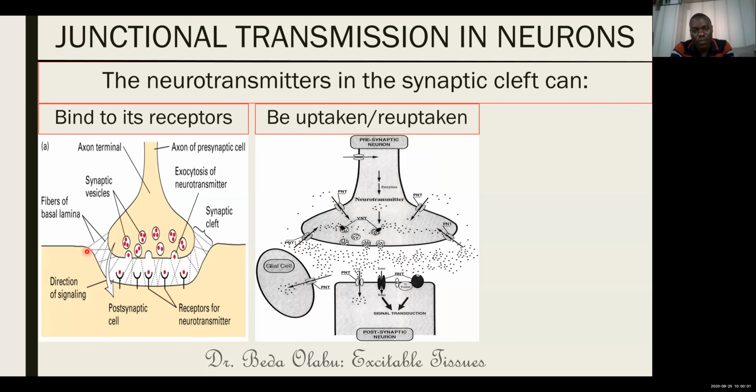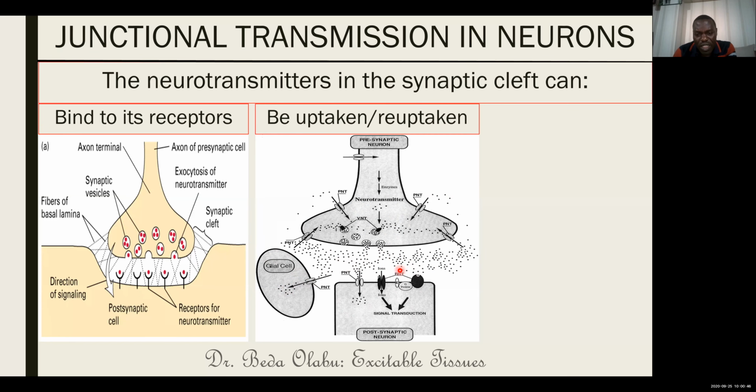The other option is that the neurotransmitter can actually diffuse away from the synaptic cleft. I'm using the term diffusion loosely here, but basically it means that it can go away from here. It can go away because it has been taken up by an astrocyte. That is what we call uptake. It means that the astrocytes take away the neurotransmitter from the cleft. That's what we call uptake.